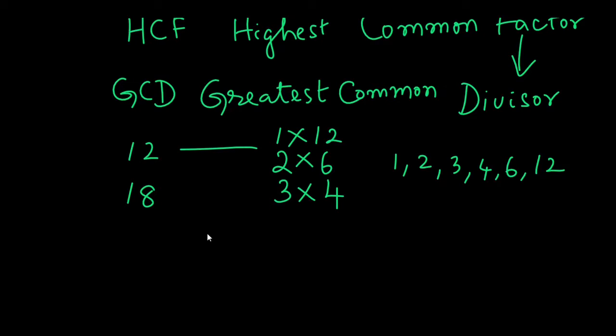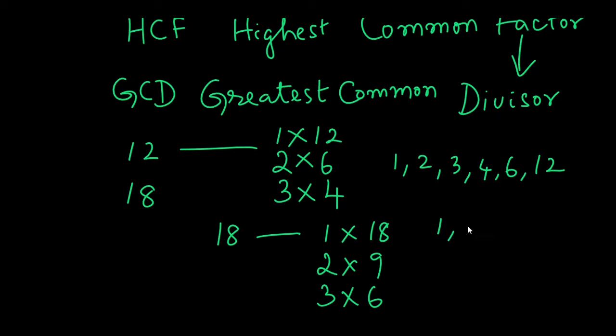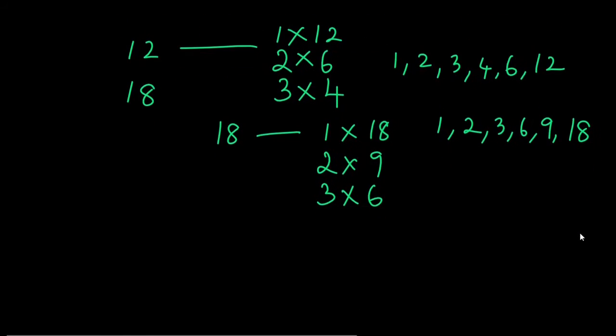Now let us see factors of 18. 1 into 18, 2 into 9, 3 into 6. So the factors of 18 are 1, 2, 3, 6, 9 and 18.